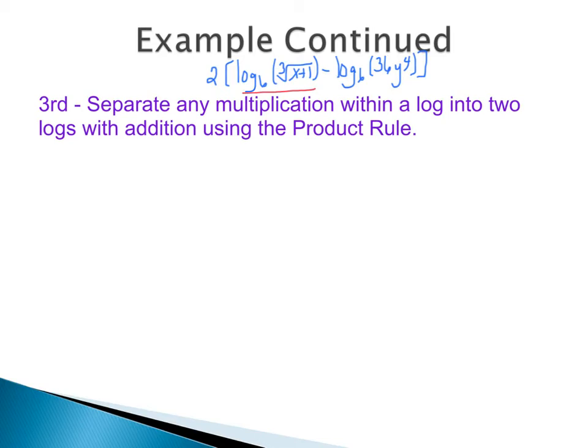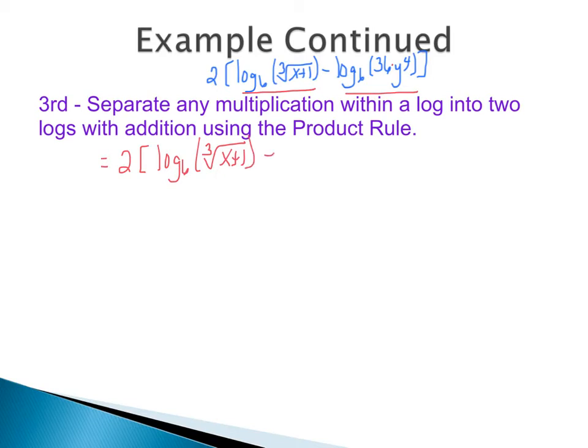The second log that we have is log base 6 of 36y to the fourth. Well, inside here, we do have multiplication. We have multiplication between the 36 and the y to the fourth. So I do want to separate that using our product rule. So then this is equal to, the 2 stays on the outside, the square bracket's still there. Our first log isn't changing.